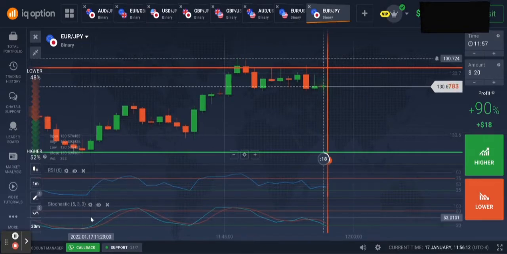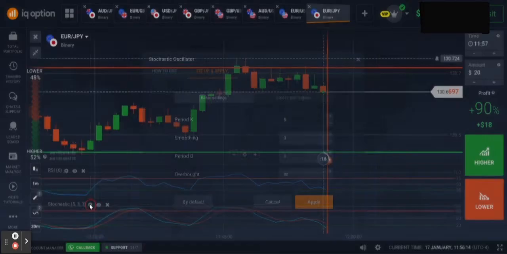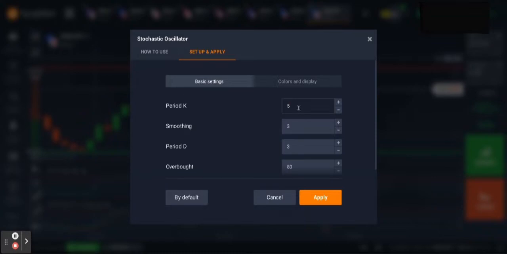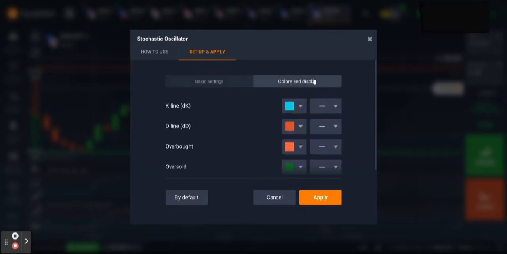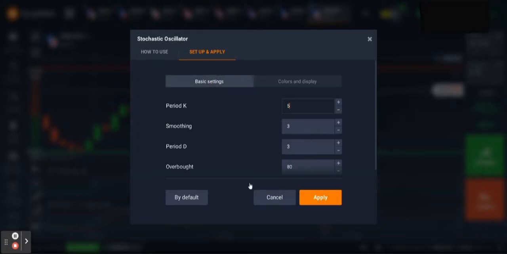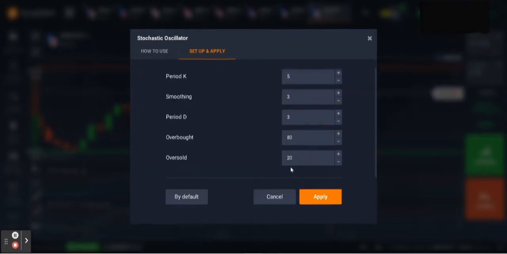All right, so the stochastic is there. Settings for my stochastic, however, is period K is 5, smoothing is 3, period D is also 3. All right, and I can also change the colors for each one. If I go back to the basic settings, you would have noticed also that the overbought is 80, oversold is 20. I suggest that you leave it like that because it's a little further apart from the RSI settings, so that would actually give you a more solid confirmation.